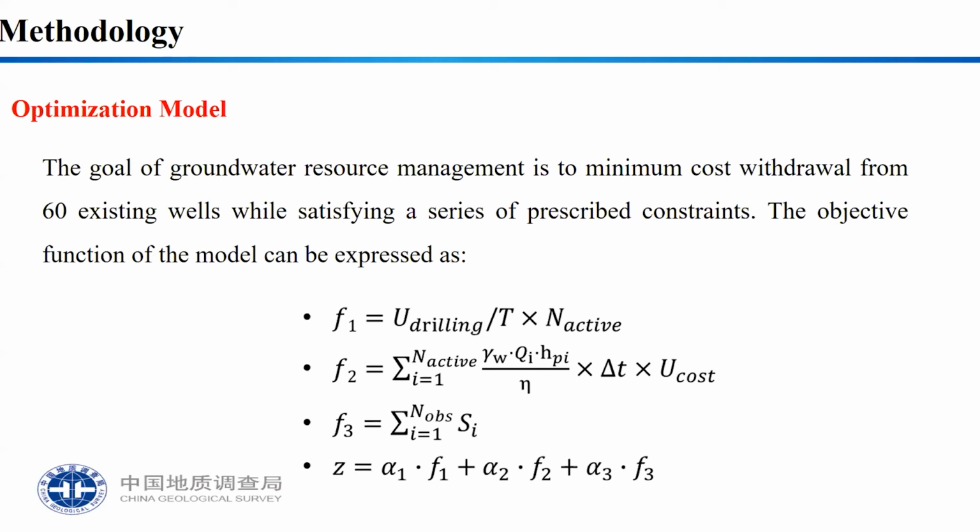The optimization model. We set up the objective function of the model, shown in the following. Cdrilling represents the construction cost of a single well. Nactive represents the number of pumping wells. NOBS represents the number of observation wells. And Z represents the total cost of the construction of wells.